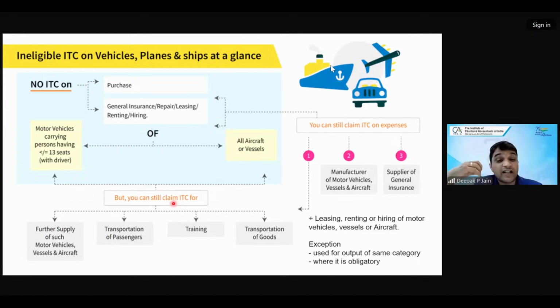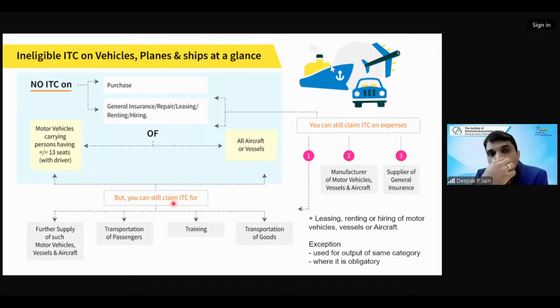Or if you're using it for transportation of passengers, like a cab company who will buy it for transportation of passengers, he can claim it. Or you are using it for training purposes. What training? Training of motor vehicles. Like you might have seen on the roads that there are cars which have a driving board like that, which teaches you to drive the cars. For them, credit is available. Or if you are using that motor vehicle for transportation of goods, only then you can claim it.